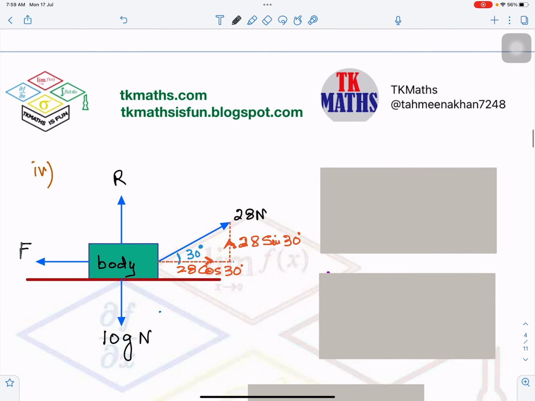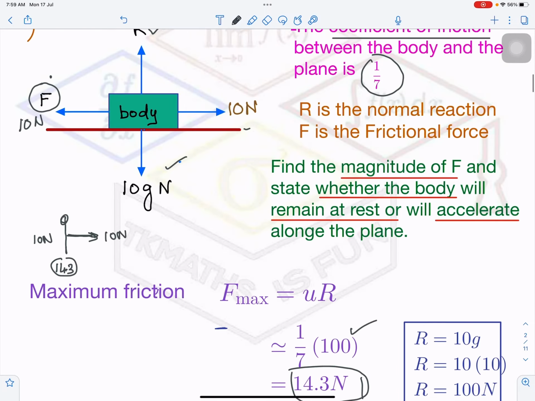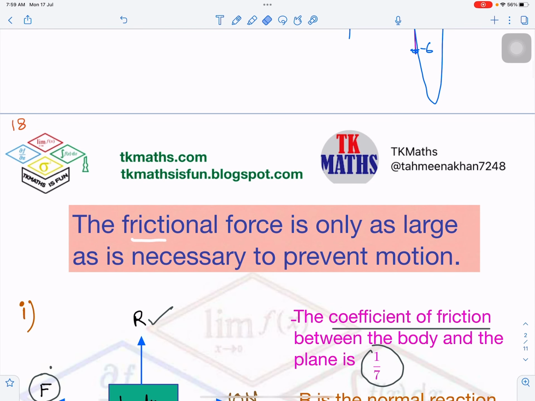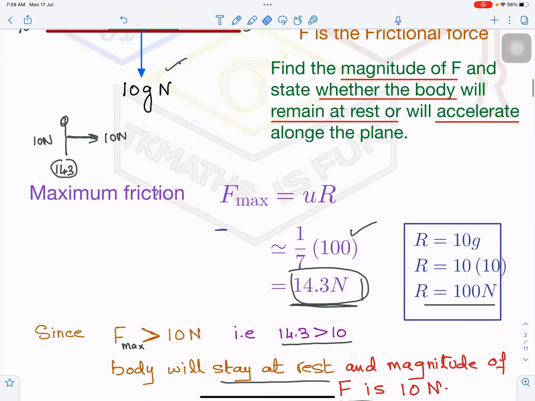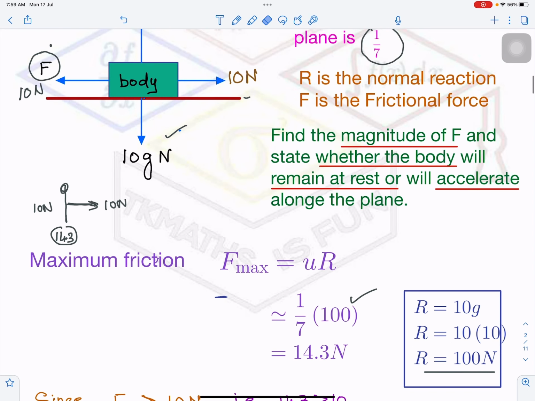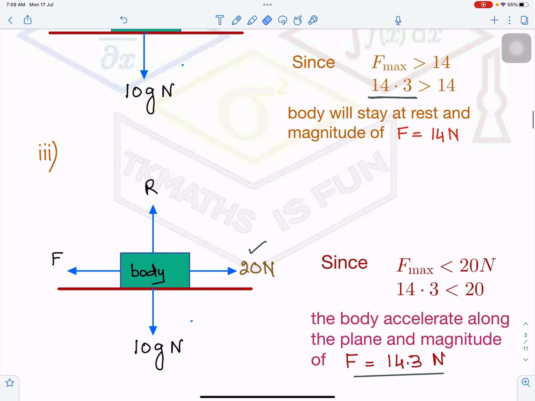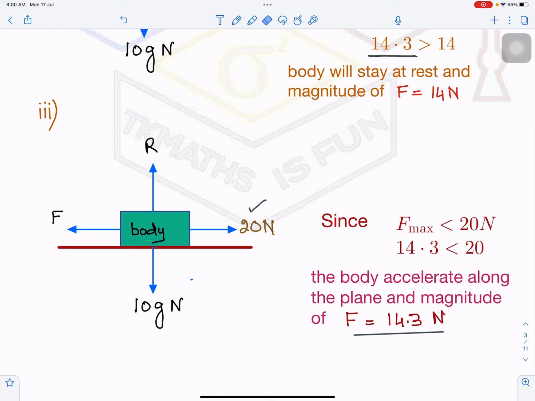Now let's see the last case. I have made it a little complicated. So now you can relate it with the statement I gave you earlier: the frictional force is only as large as is necessary to prevent the motion. We have seen here the maximum frictional force was 14.3 in the three cases, right? But in each case, the value of F was what was required to stop the motion. But the moment it exceeds the limit, the value of F is the maximum frictional force.